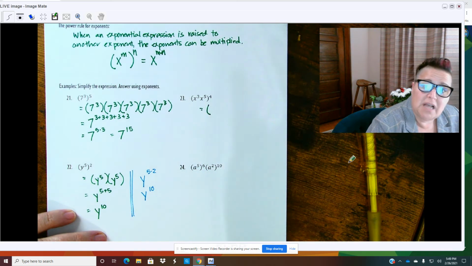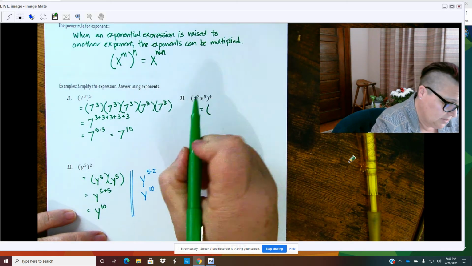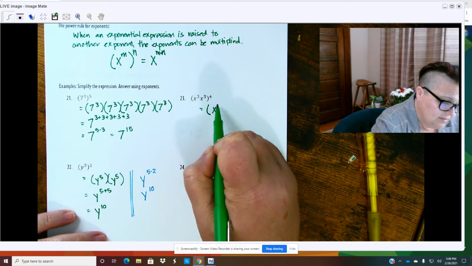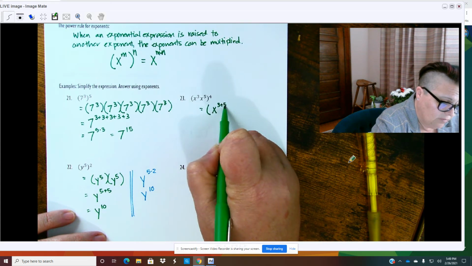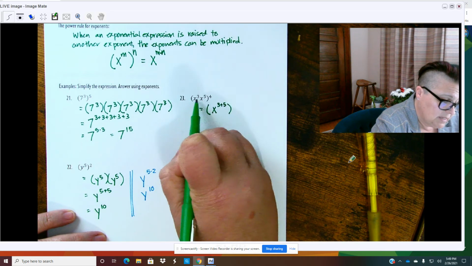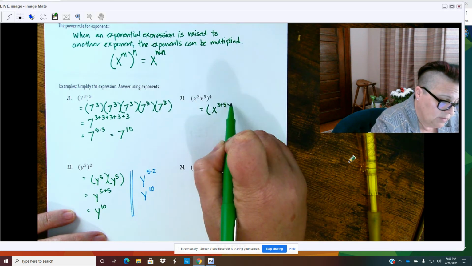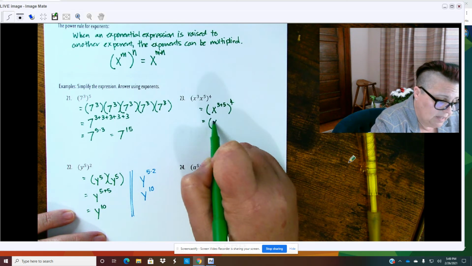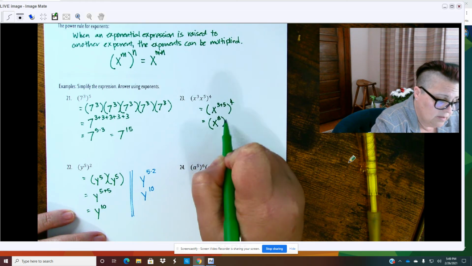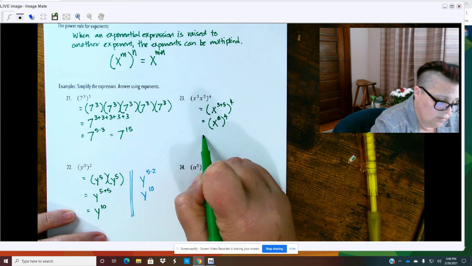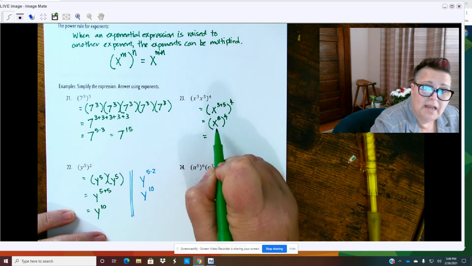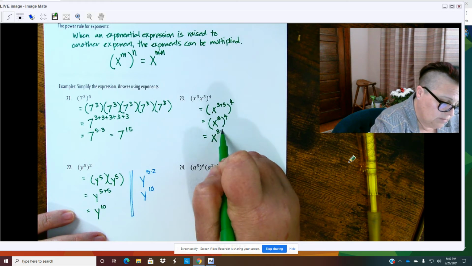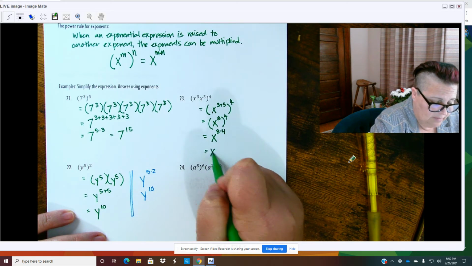What we want to do is I like to work it inside first. I have x to the third, x to the fifth. That is x to the 3 plus 5, right? Same bases being multiplied. I can add the exponents. Then I'm going to take that to the fourth power. So this would be x to the eighth to the fourth, power to a power, an exponential expression to another power. I can multiply, x to the 8 times 4, which would give me x to the 32nd.